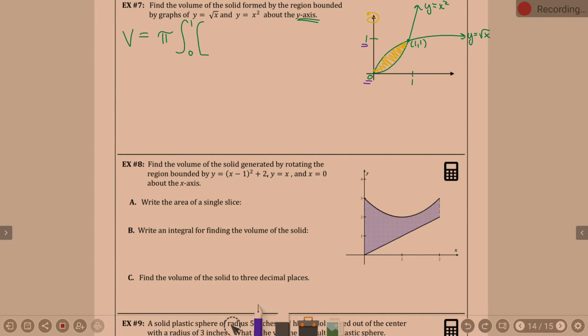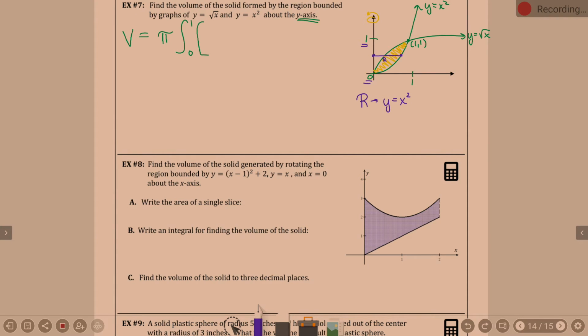Oh, I guess we never solved each of these for x, did we? Okay, hold on here. Okay, so what did you say big R was? X squared. It's the x squared function, yes? Are you okay with this? Because we're going from the y-axis. Which graph is farther from the y-axis? This one right here, yes? And so big R is going to be y equals x squared.